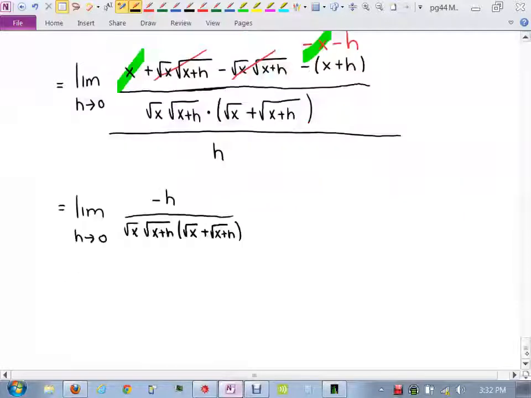All over what? H, which I'm not going to write as h. I'm going to write it as 1 over h out here. So I'm going to take that h that was down there and I'm going to flip it up. Is that all right?